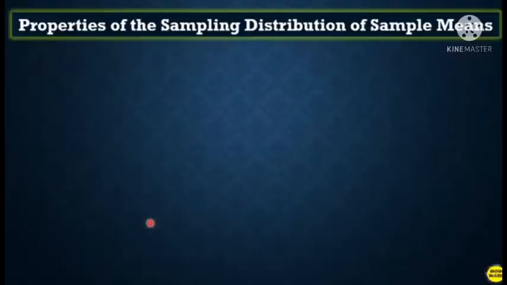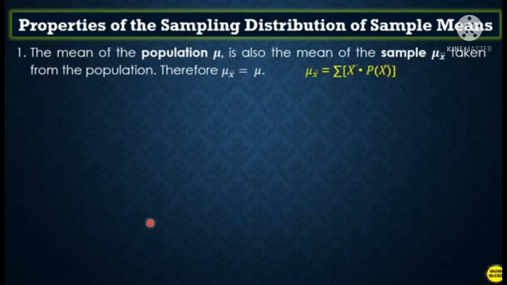Okay, so the properties of the sampling distribution of sample mean: the population mean is also the mean of the sample means in the sampling distribution, taken from the population. Or pwede natin gamitin yung formula na to: the summation of the sample mean times the corresponding probability.